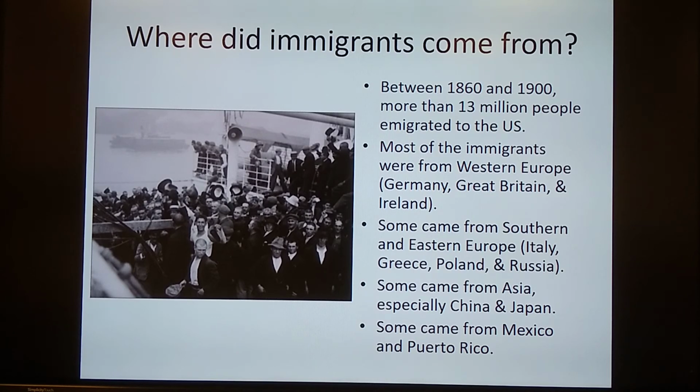Where did immigrants come from? Between 1860 and 1900, more than 13 million people immigrated to the United States. Most of the immigrants were from Western Europe, which are the countries Germany, Great Britain, and Ireland. Some came from Southern and Eastern Europe, which are the countries Italy, Greece, Poland, and Russia. Some came from Asia, especially China and Japan. Some came from Mexico and Puerto Rico.